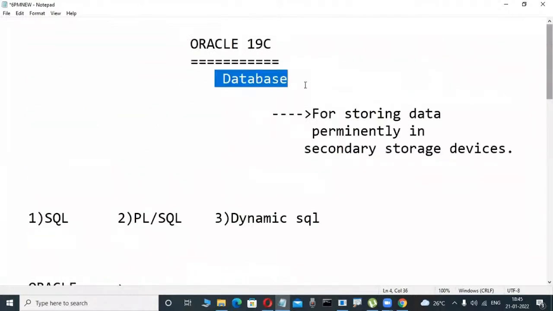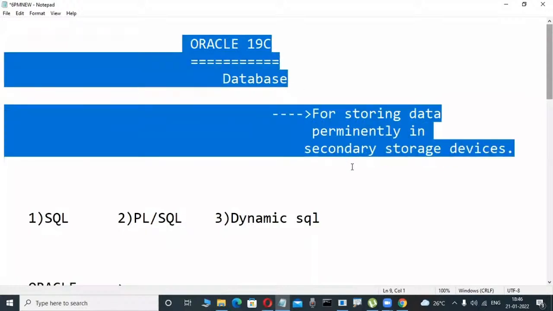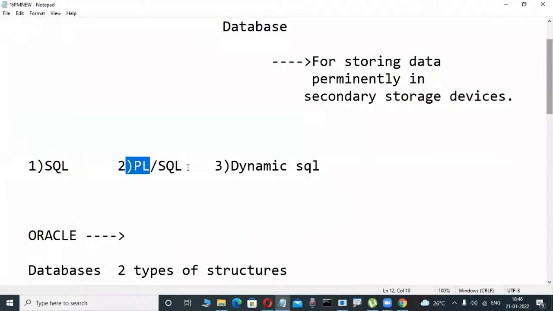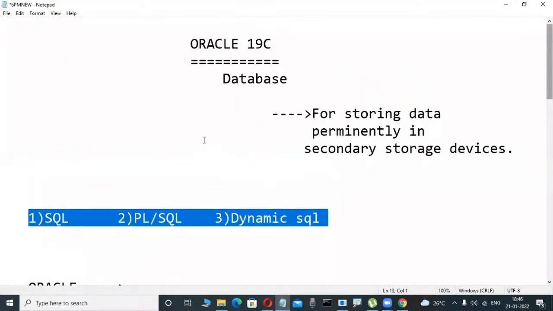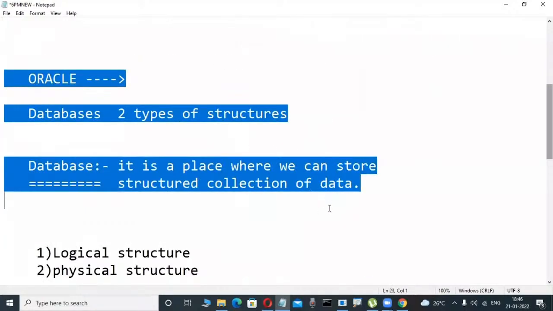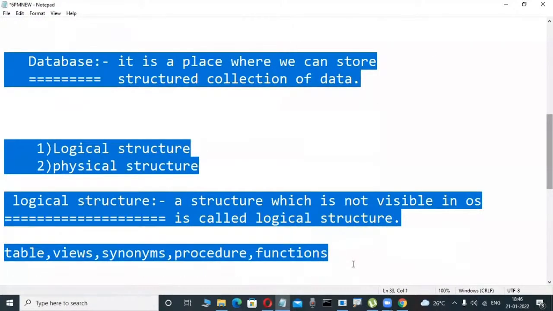What is the purpose of databases? Not only storing data permanently, but also in an efficient way we are retrieving data, fetching data from some place. If you want to operate this Oracle software, we are using SQL, PLSQL, and dynamic SQL languages. Anywhere we are learning an Oracle course, they are telling these three things only. Okay? Yes, that is a very small thing I'm telling.